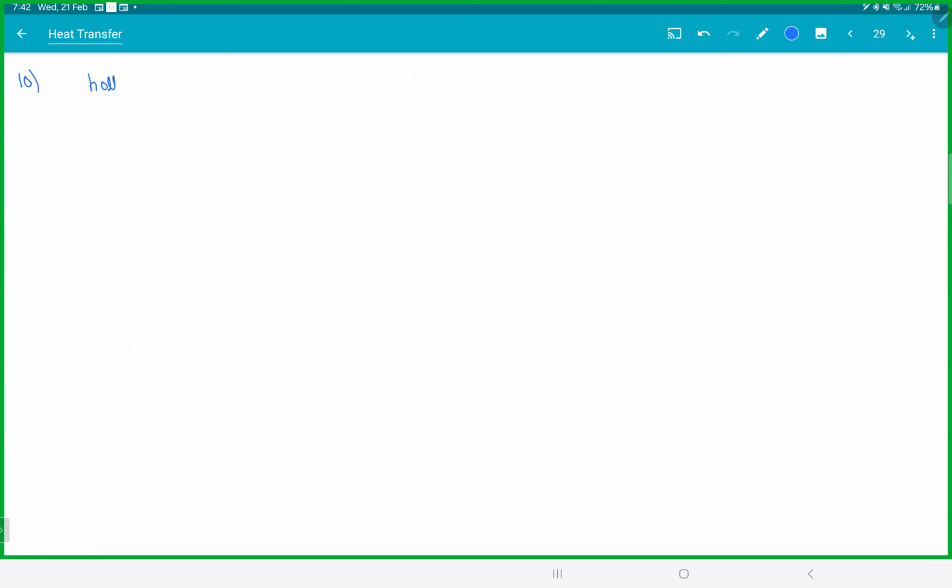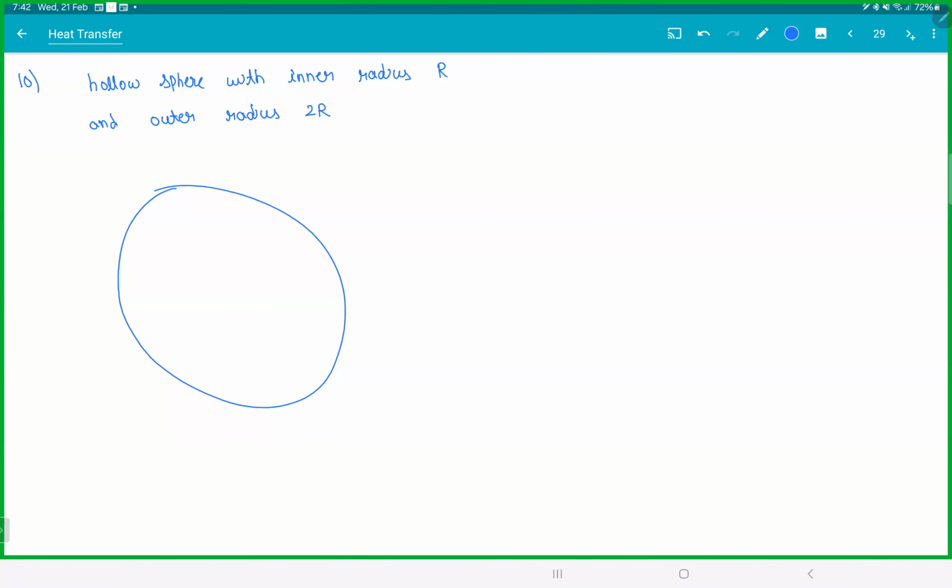We have a hollow sphere with inner and outer radius. Inner radius R1. Let's take it as R and outer radius 2R. Now see, just because I said hollow sphere doesn't mean it's a thin shell. It's a hollow sphere with thickness. Okay? That is important.